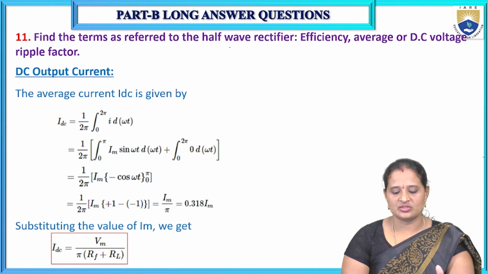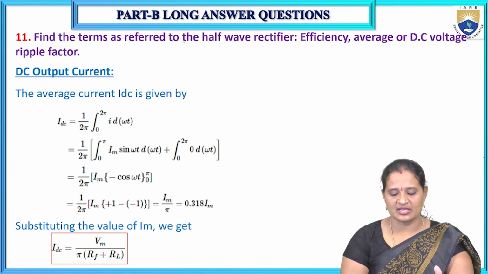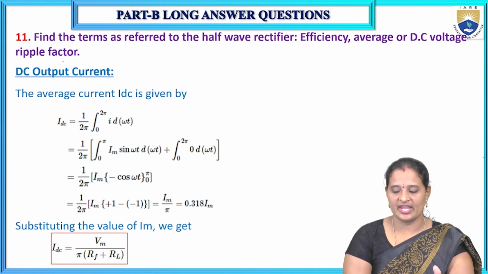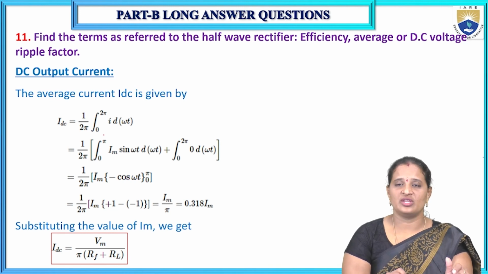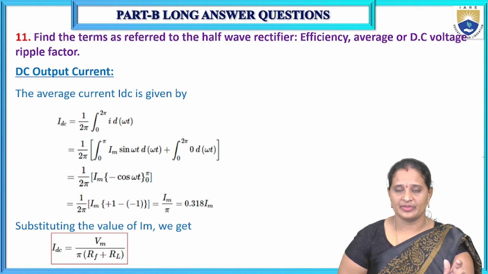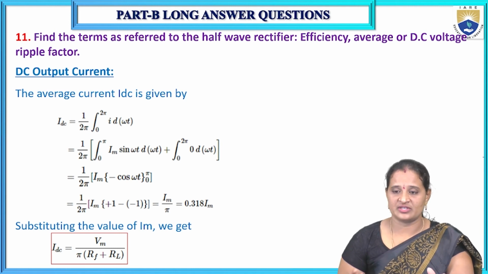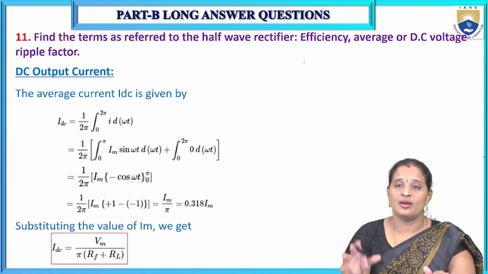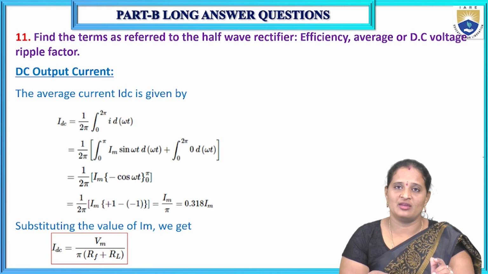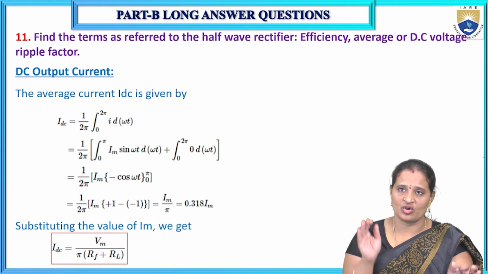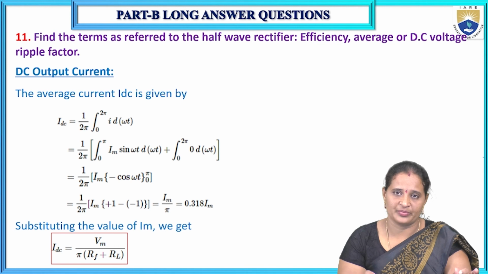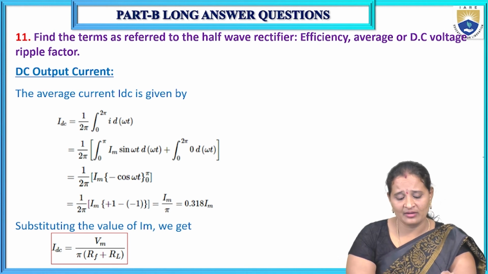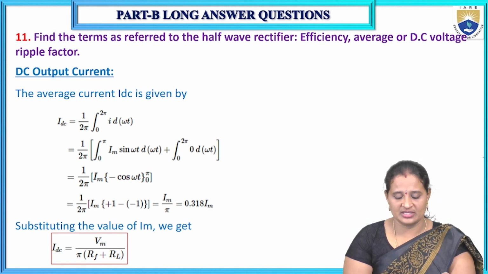Now find the terms referred to the half wave rectifier: efficiency, average or DC voltage, and ripple factor. So we need to derive these expressions. Just draw the half wave rectifier circuit diagram. Here I didn't draw, but whenever you are explaining the mathematical analysis, you have to draw the particular circuit diagram first. Okay. And then derive the equation for DC output.